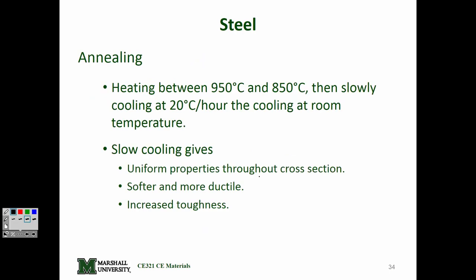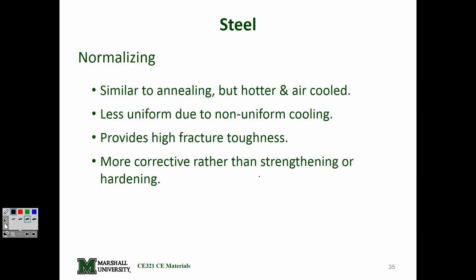Annealing: we heat it up and cool it down really slowly. When we do that, it makes our material a little softer, a little more ductile, and increases the toughness. So if we want something that's machinable, malleable, so we can form it into where we're going to form it, and has some toughness, then we'll do this annealing process.